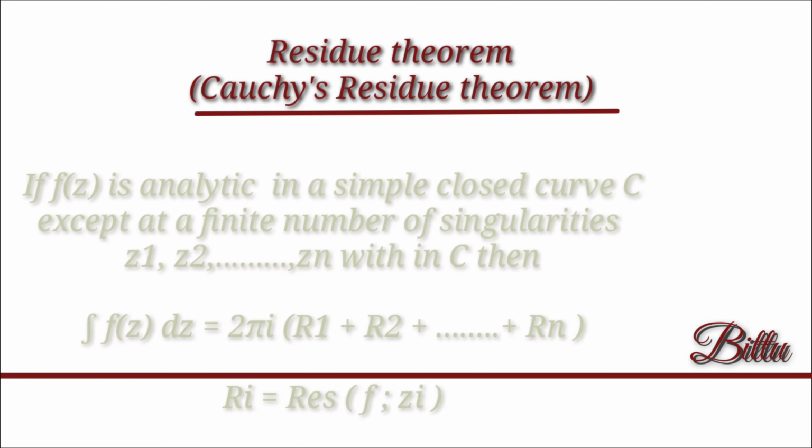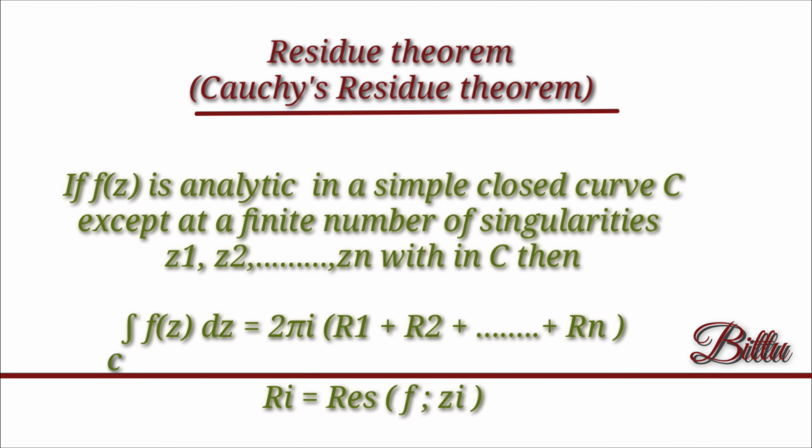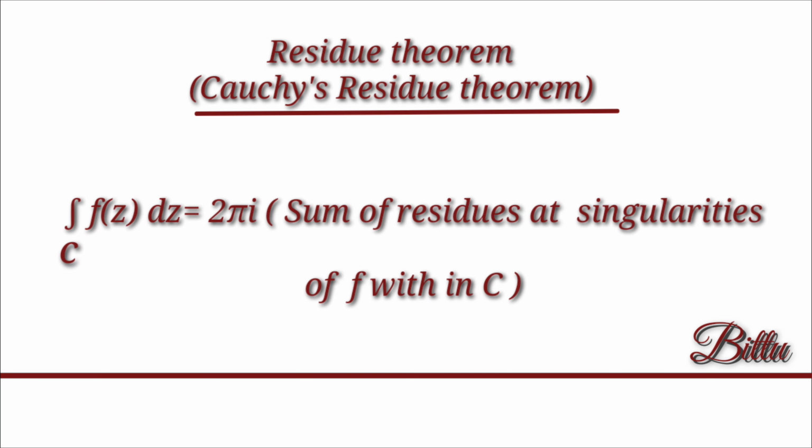Residue theorem. If f(z) is analytic in a simple closed curve C except at a finite number of singularities, say z1, z2, etc., zn within C, then integral over C f(z) dz is 2 pi i into R1 plus R2 plus etc. plus Rn, where Ri is the residue of f at zi. Simply, the residue theorem is integral over C f(z) dz equal to 2 pi i into the sum of residues at singularities of f within C.